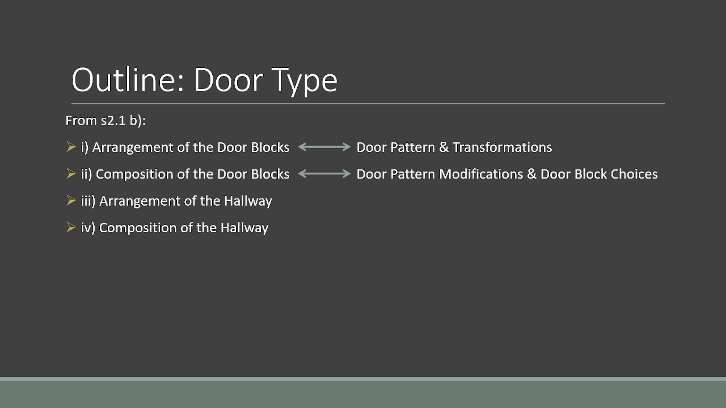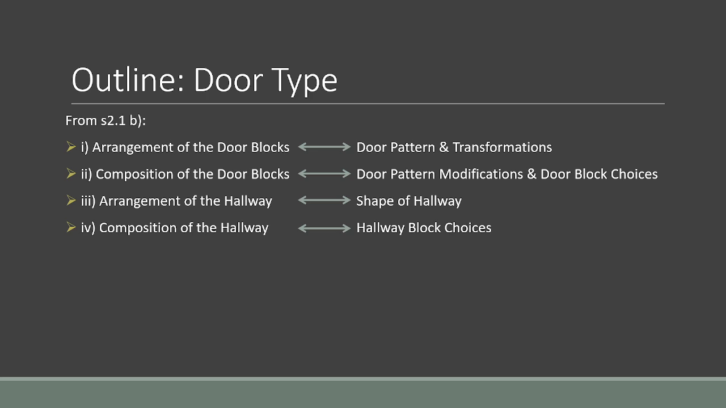And for the arrangement of a hallway, I can describe it as the shape of the hallway. The shapes of the hallway are listed in this section. And then the composition of a hallway, well, if we have door block choices mentioned in the composition of door blocks, we also have hallway block choices mentioned in the composition of the hallway, and this gives the regulations of it. So that's basically the outline of how door type is regulated in section 2.1b.